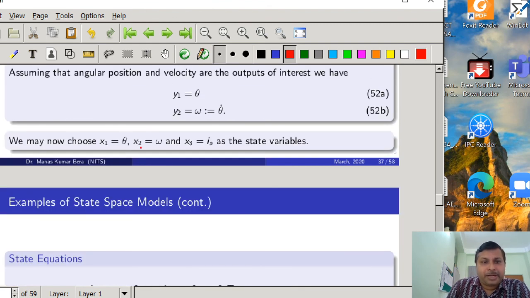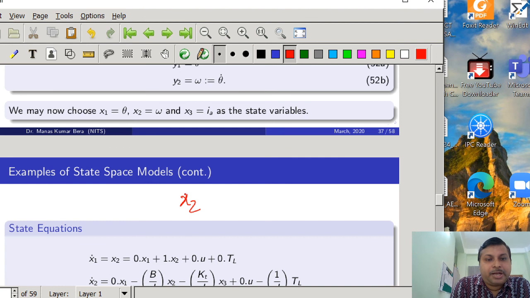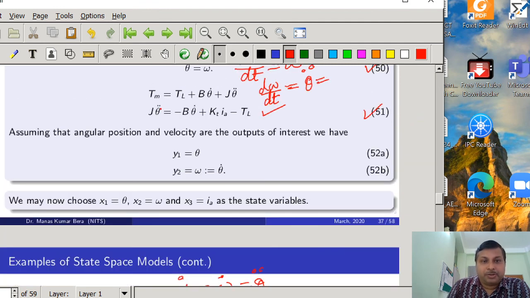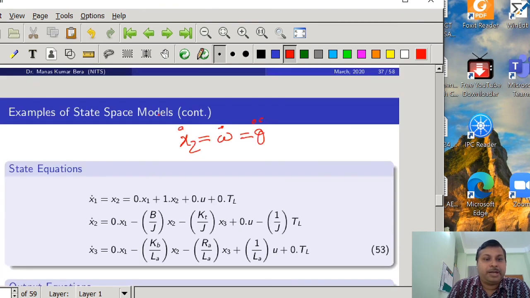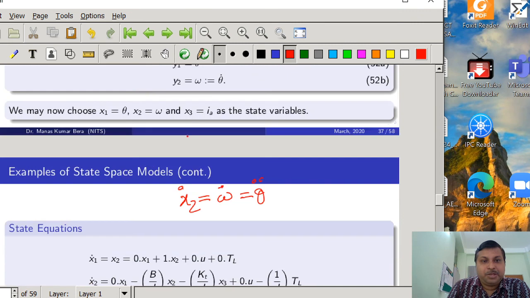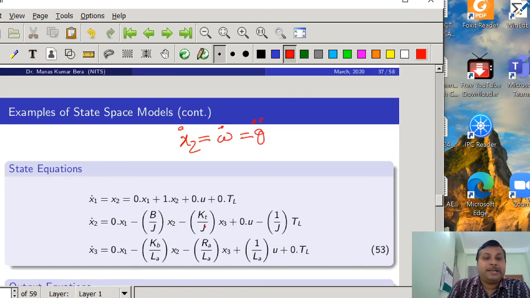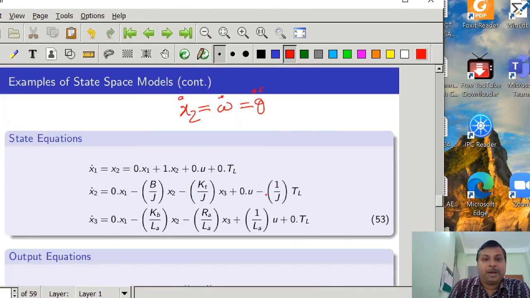Now the second equation, we will write x2 dot, which means ω dot. And what is ω dot? Basically it is θ double dot. Now θ double dot, in which equation is it associated? The θ double dot is associated with the equation 51. So x2 dot we will write as 0 into x1 minus B by J into x2 minus Kt by J into x3, plus there is no term associated with the armature voltage, so 0 into u, but there is a term with TL, so it is minus 1 by J into TL.